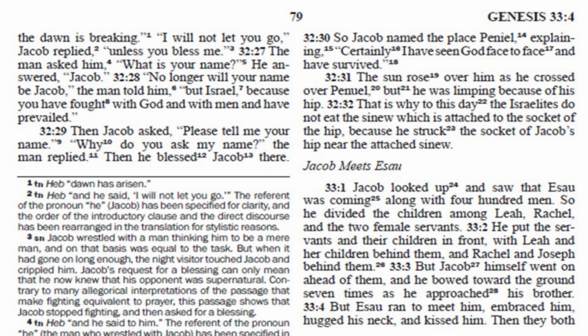According to chapter number 33, verse number 1 to 3, on seeing Esau coming towards him, Jacob divided his family into 4 groups. He put the servants, that is Bilhah and Zilpah, and their children in front, Leah and her children behind them, and finally Rachel and Joseph behind them. Jacob went ahead of all of them.